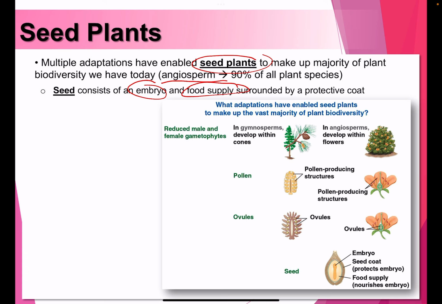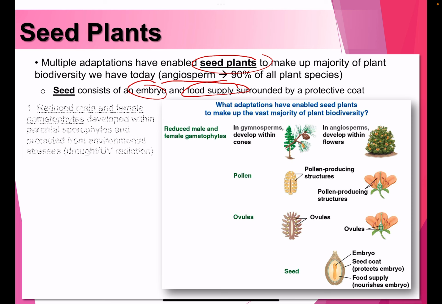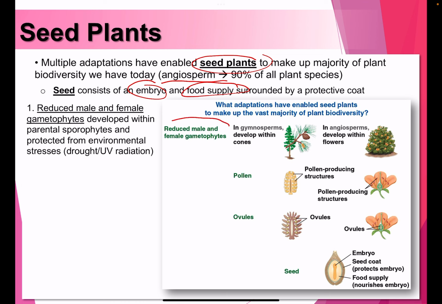And so with the evolution of seeds come a whole bunch of other adaptations that we will discuss in detail. First, you have what's called the reduced male and female gametophytes, which are both developed within your parental sporophytes, and they're protected from environmental stresses such as drought and UV radiation. So the fact that they're reduced helps them hide within these structures and be protected by them so that they're not prone to damage.